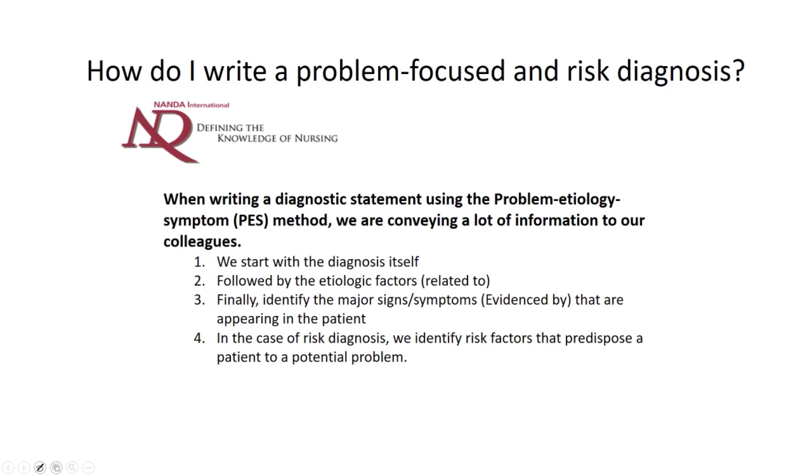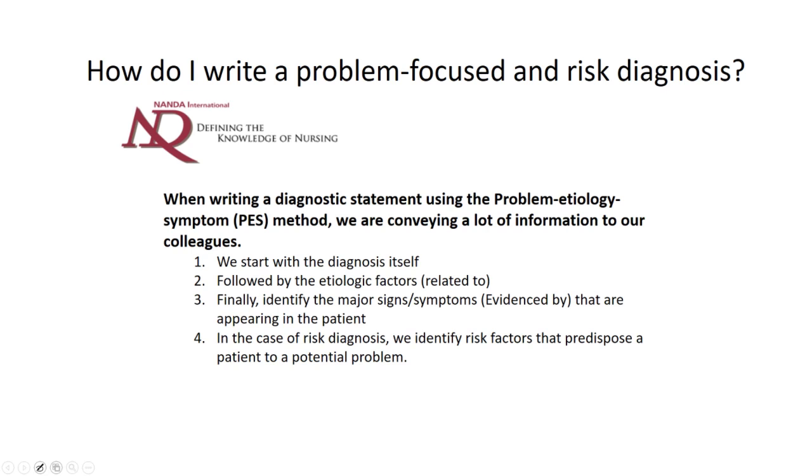Okay, and so to write it, it's called a PES. P, problem. What is the problem? That's the nursing diagnostic label that you get from the list. E, etiology, that is "related to." So what is it related to? It is related to immobility. And S, signs and symptoms. They have a stage 2 pressure ulcer on their coccyx. That's "as evidenced by." So the full thing would be written: impaired skin integrity related to immobility as evidenced by a stage 2 pressure ulcer on the coccyx.